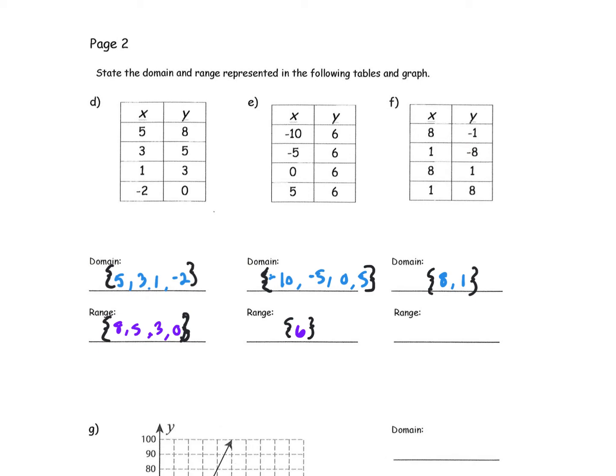And then let's check out the range, and again it almost looks like repeats, but the -1 is different from +1, and same with -8 is different from +8. So we're going to write all of those members.